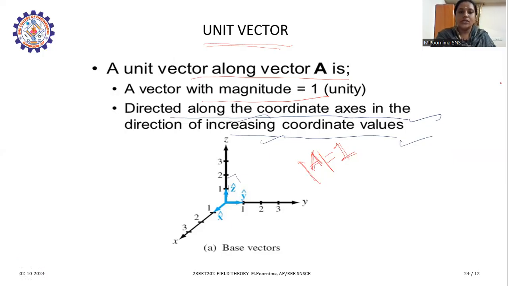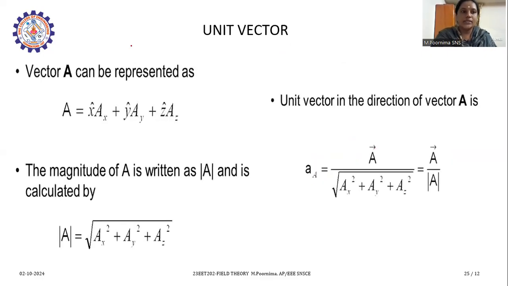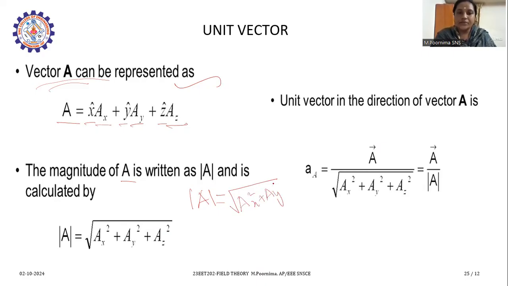Now coming to the unit vector. Vector A can be represented as x vector into ax, y vector into ay, and z vector into az. These are the three components of the vector. The magnitude of vector A can be written as the root of ax square plus ay square plus az square.